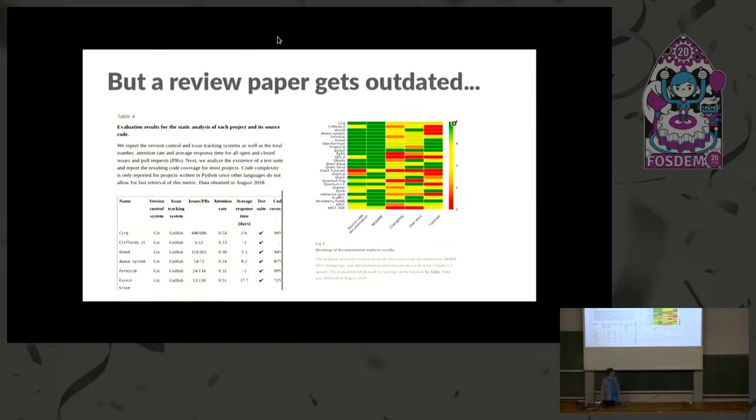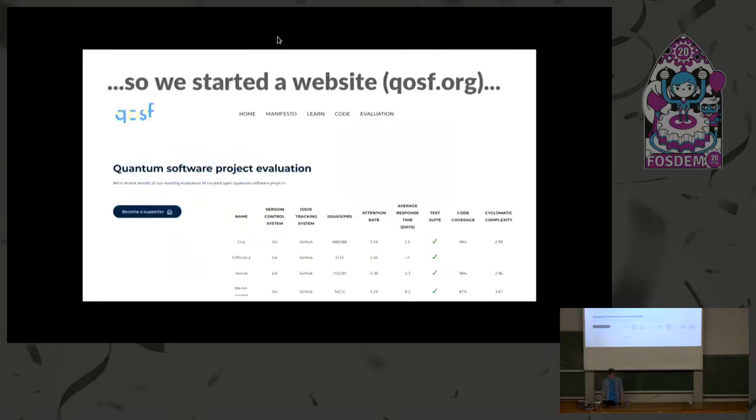One of the problems though was that we realized this review paper was going to get outdated quite quickly because we can't really update it. We could update the archive version of it, but we can't update the version that was published in PLOS ONE. And that's why we started a website. We hosted this evaluation and its results on the website of the Quantum Open Source Foundation. So that was the first thing that we did as part of QOSF.